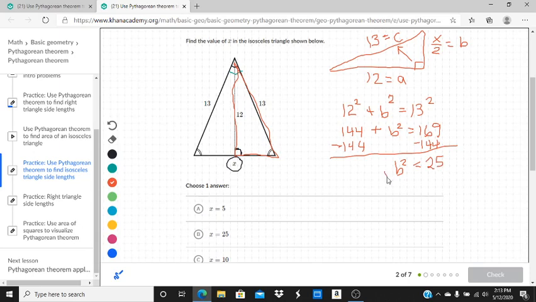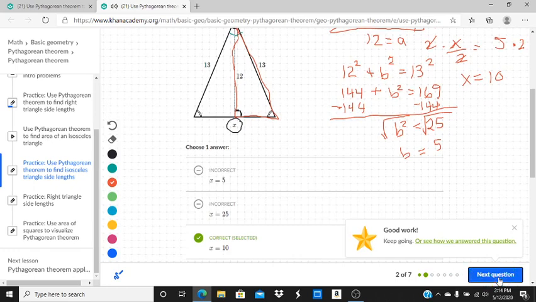Okay. To find b, I'm going to take the square root of both sides. So b equals the square root of 25, which is just 5. So x, now you might be tempted to choose 5, but it's not 5. So x over 2 equals 5. To figure out x, we have to multiply both sides by 2. So these cancel out, and we get x equals 5 times 2, which is x equals 10. So I'm going to choose that one. Check it. Look at that, more energy points. Okay, I'm going to do one more in this video, and then I'll stop the video.